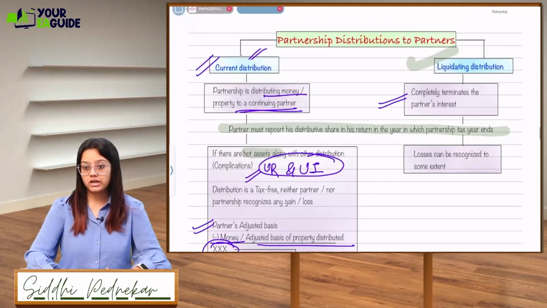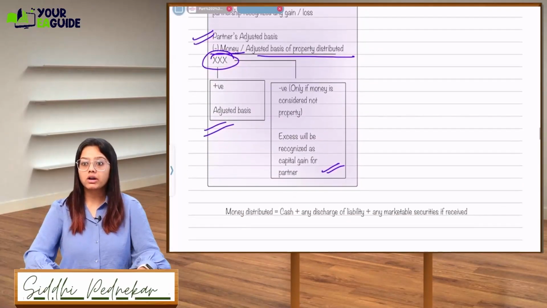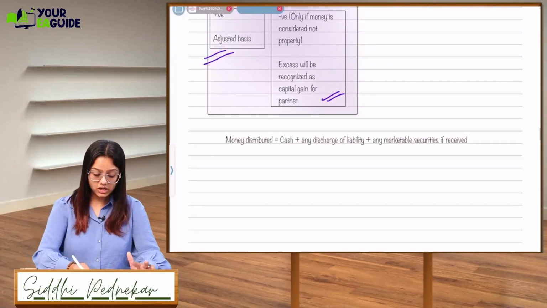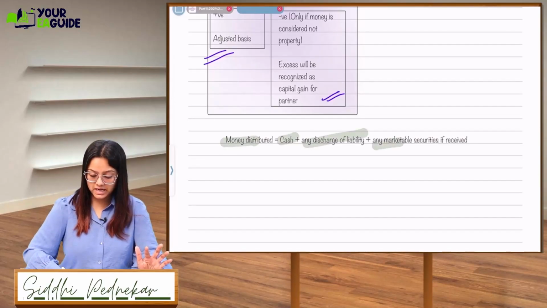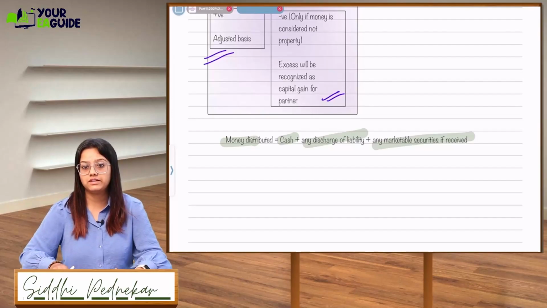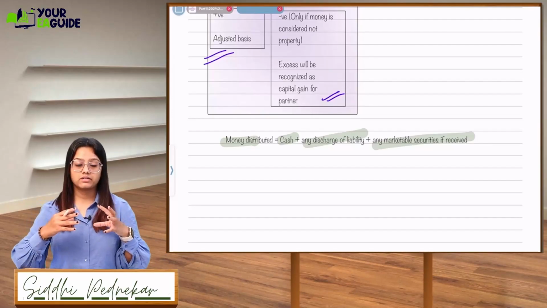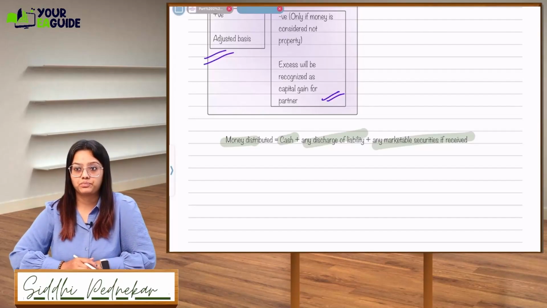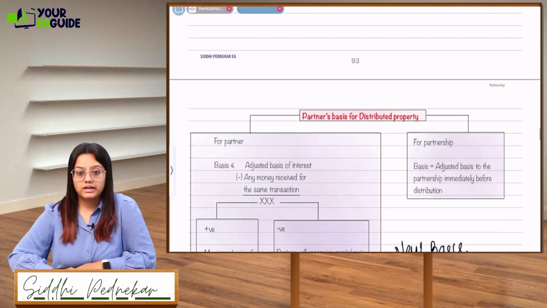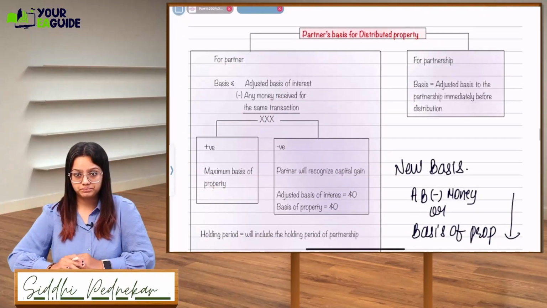If it's a liquidating distribution, you have to straight away recognize a capital gain or a capital loss. Money distributed is in the form of cash or any discharge of liability, plus any marketable securities if received. All right, next is the partner's basis for the distributed property.